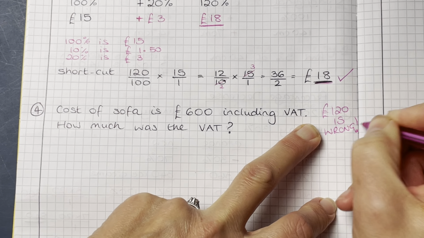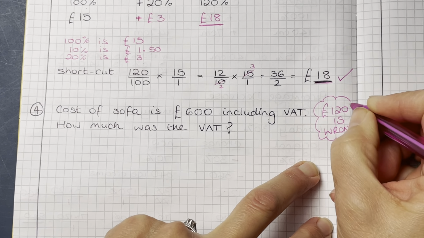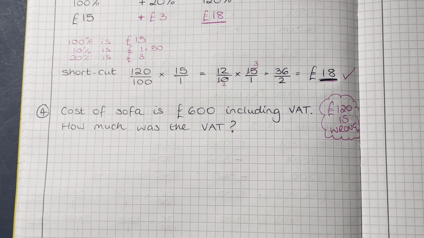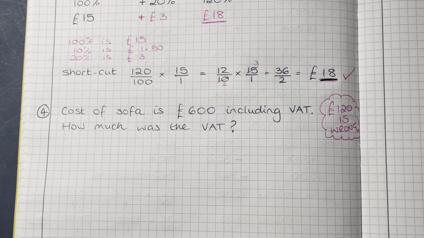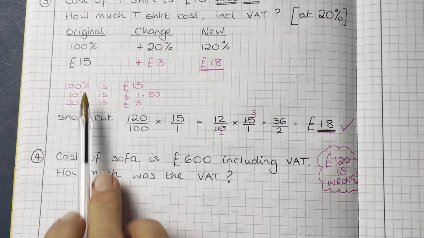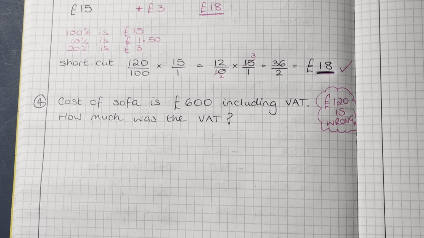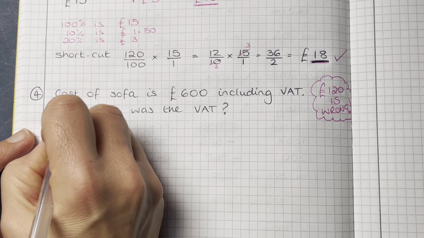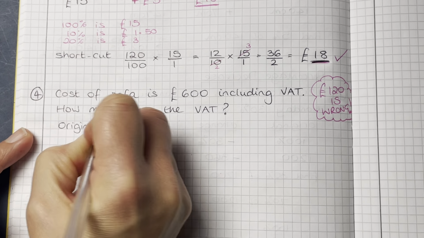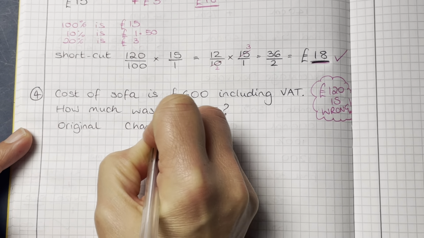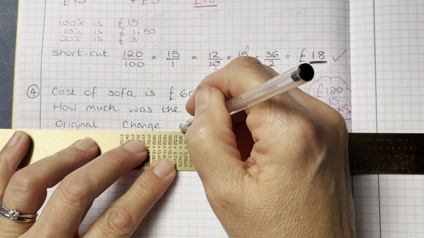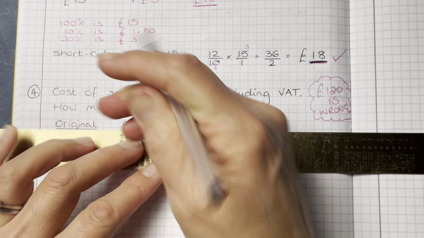Okay, £120 is wrong. Now that might seem a bit confusing because we've just worked out 20% of £600 is 120. Well, let's follow this same process of original, change, new to understand why £120 is wrong. So again, let's just get into the habit of writing out those headings. I think I've written them out 4 times. So if I can do it, then you guys can as well.